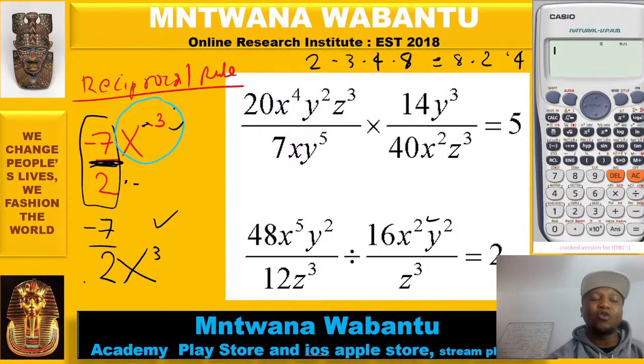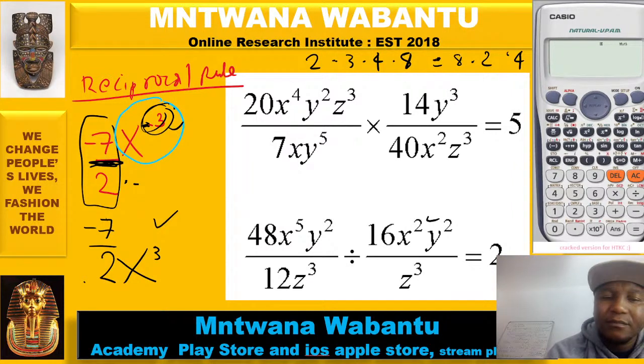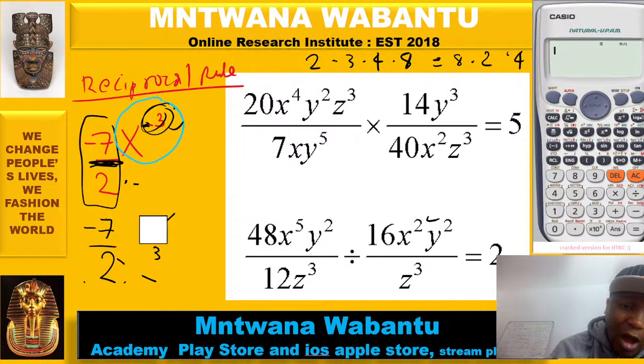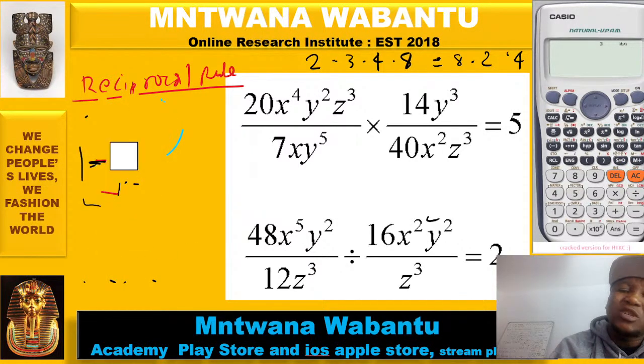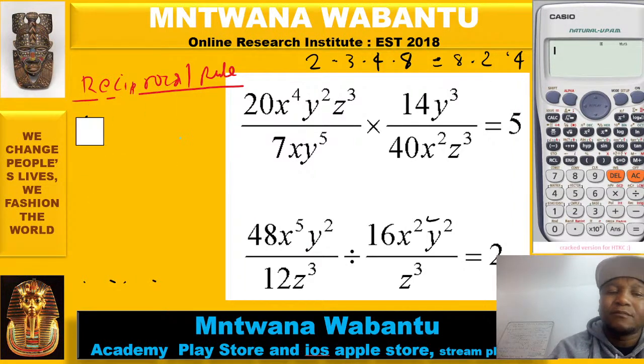So to reciprocate means either go to below the line or on top of the line, and the only thing you change is the sign of the power. Okay, so I hope you understand a little about reciprocation. And you can go back and forth. Not all the time we take it to the bottom. Sometimes we take it to the top.